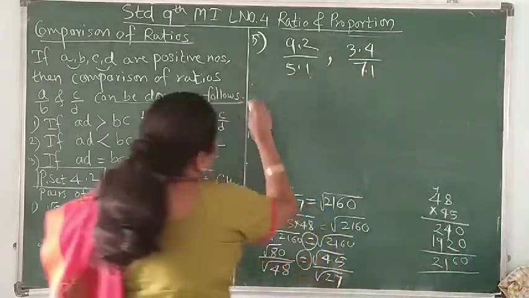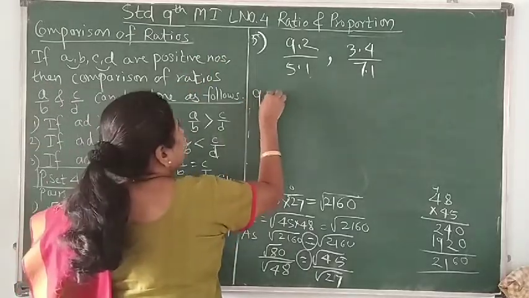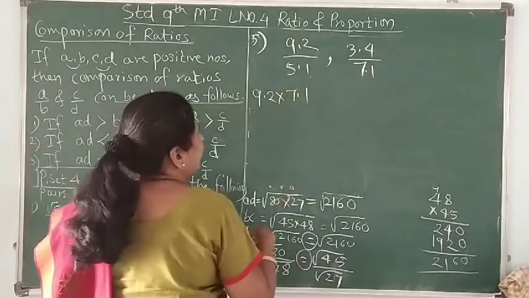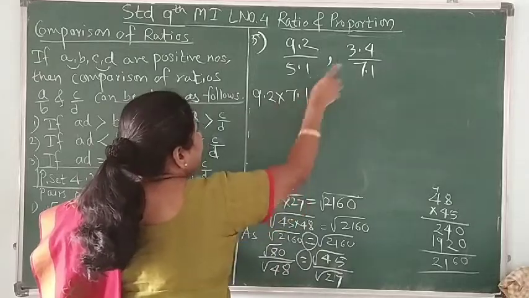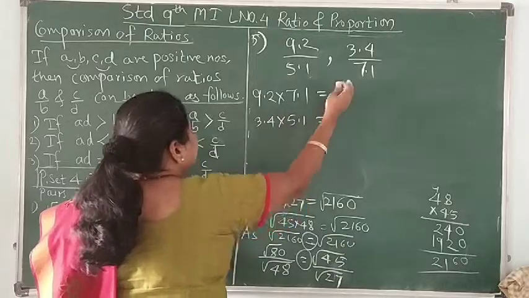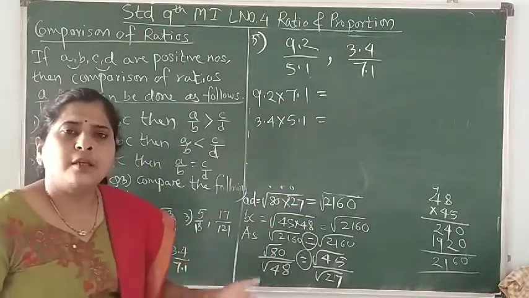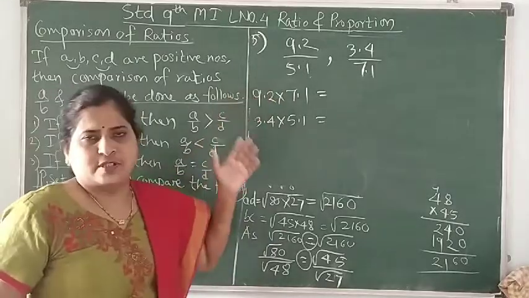Now we have to follow the same procedure for getting the product of AD. We have to take the product of 9.2 multiplied by 7.1. So we will take this product and then we will take the product of 3.4 into 5.1. We will compare which product is bigger. If first is bigger, then the first ratio is bigger.